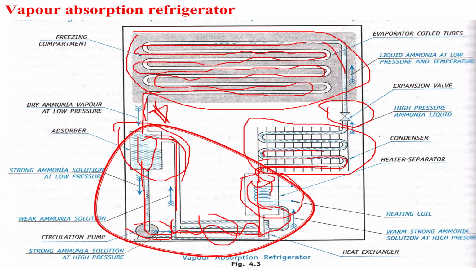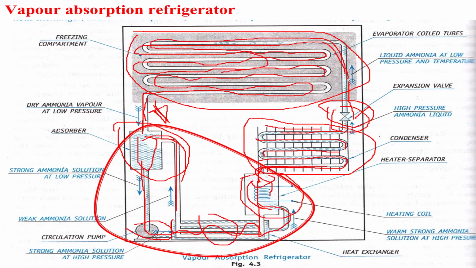Then here in the condenser, it loses the heat to the atmosphere. This ammonia vapor passes through the condenser, loses the heat to the atmosphere, and becomes liquid. That liquid is taken into the expansion valve, where it expands and becomes low temperature, low pressure liquid. Again it continues to the evaporator and the cycle continues.